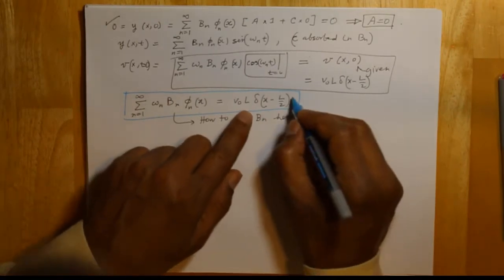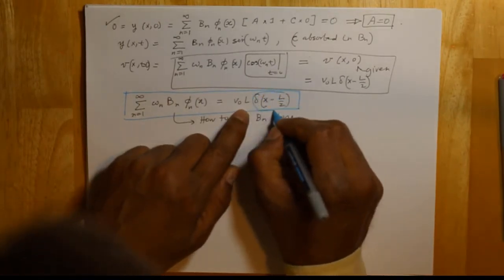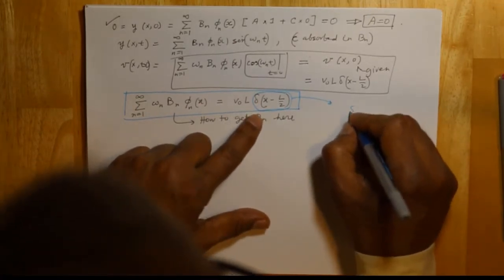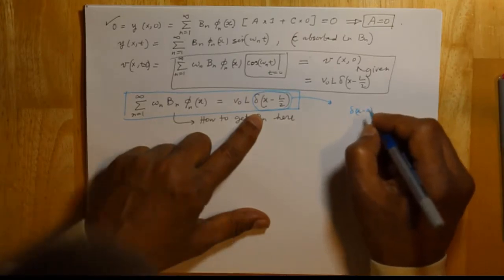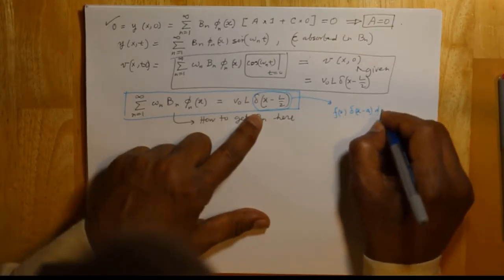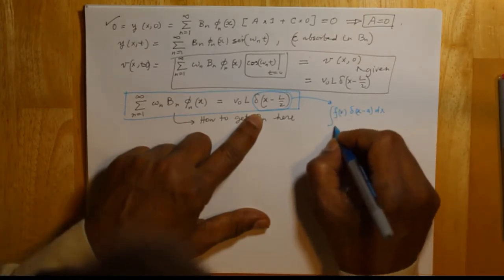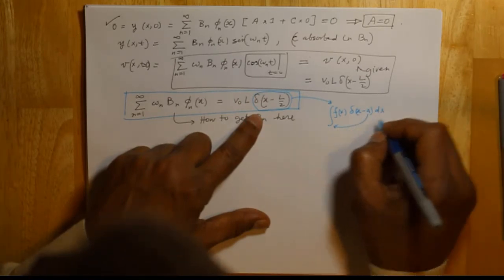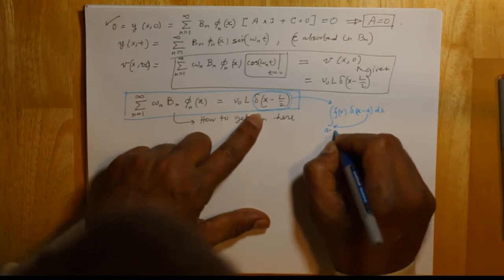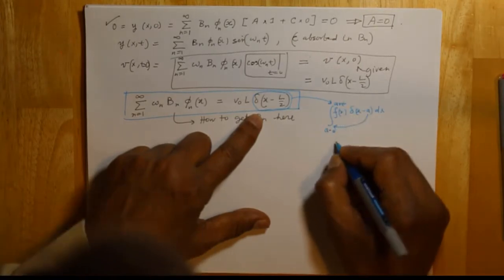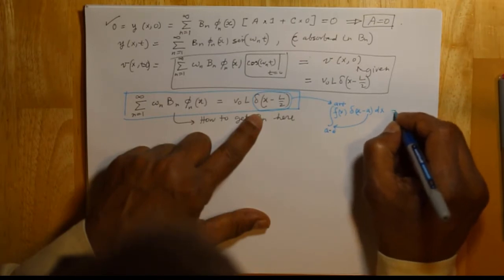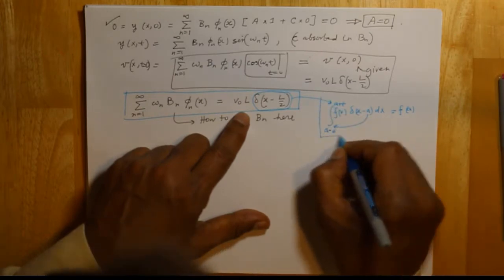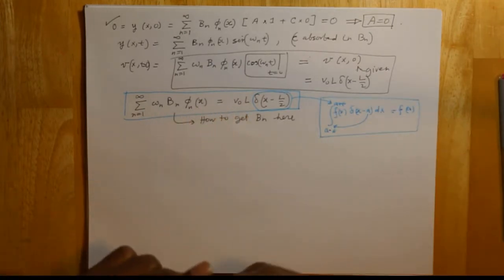We know about these guys. If you didn't know it, now I'm telling you: the integral of delta(x minus a) times f(x) dx, where a is in the range, say from a minus epsilon to a plus epsilon, so a is included in the range, is f of a. So knowing this fact about the delta function, we need to be able to do this.